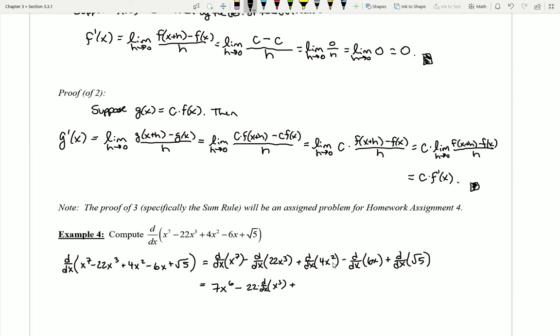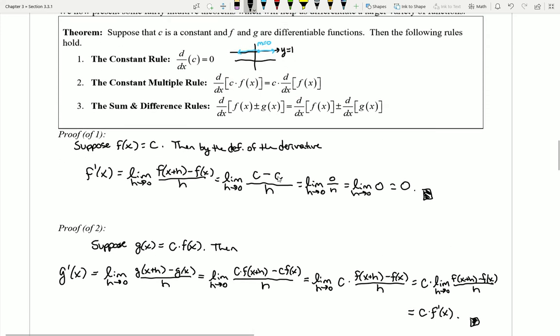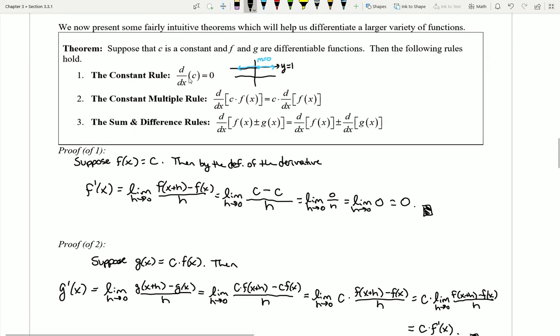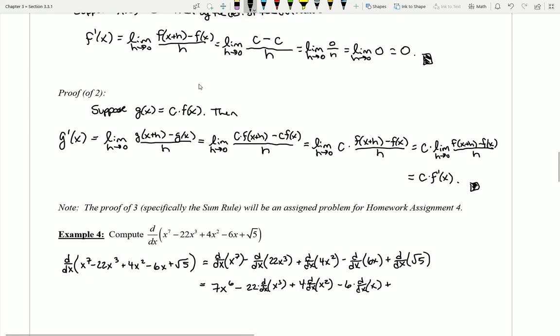Notice I can do the same thing with my 4x squared. I can take the 4 out and leave the x squared on the inside. I'll just multiply the 4 on afterwards. I can even do the same thing over here to what's happening with my 6 and my x. However, this last derivative here is actually a super easy one, because notice that square root of 5 is just a number, which means it's a constant. And the derivative of any constant, no matter how ugly or simple, is always 0. So this piece I can immediately replace.